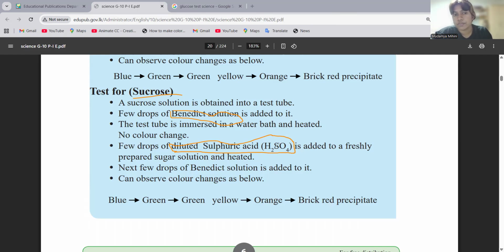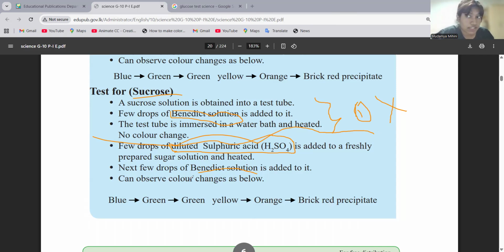So it is added to a freshly prepared sugar solution and heated. This is the first step. This is like a trial method, but it's not a must to do this. What we are going to do is take sucrose, add a few drops of diluted H2SO4 into that, immerse it in a water bath and heat it. And then we are going to add the Benedict solution into the other one again.